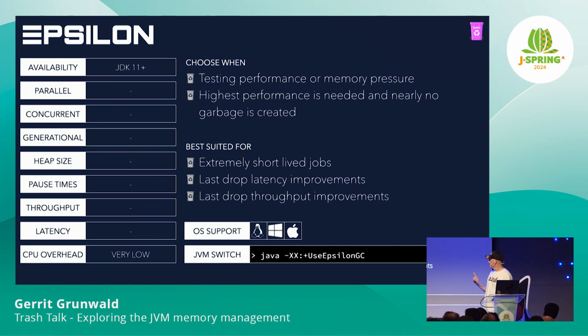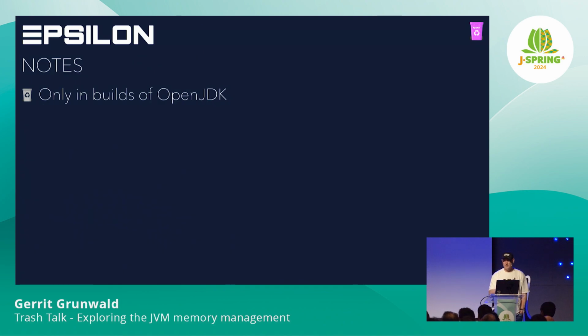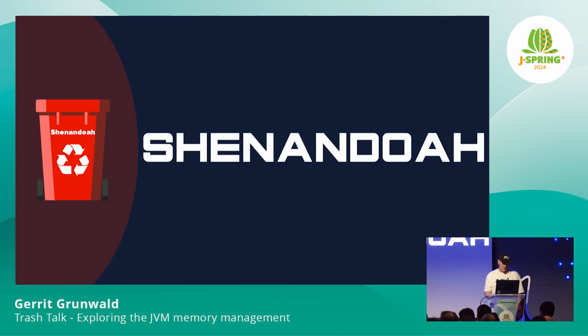But it's only available in OpenJDK. Someone using OpenJ9 here from IBM? Okay. Because they have similar collectors, but they have different names, and they work a little bit different because it's a different JVM, and they don't have Epsilon.